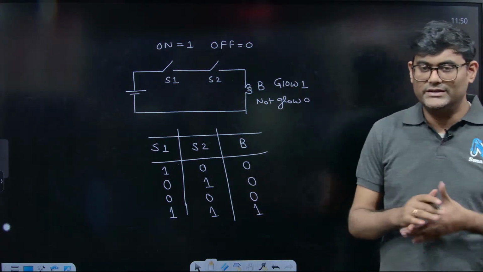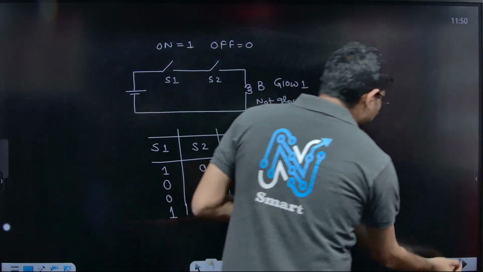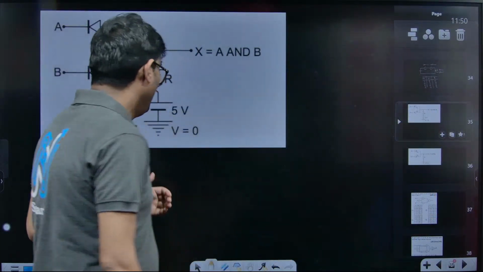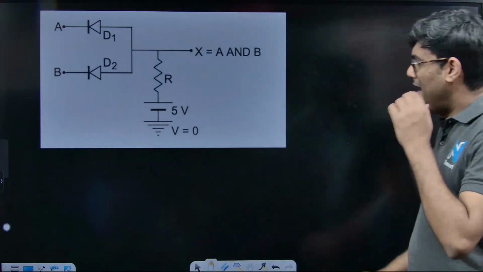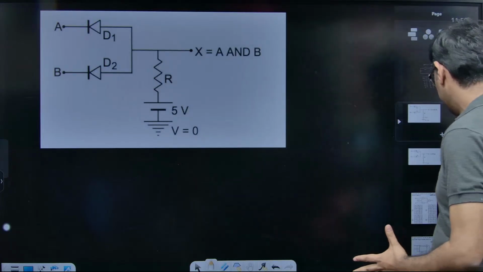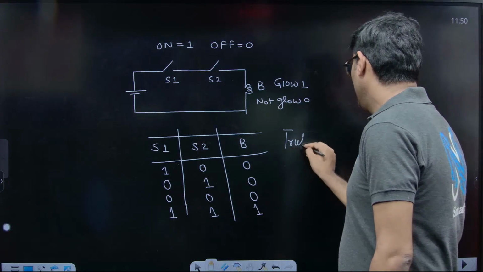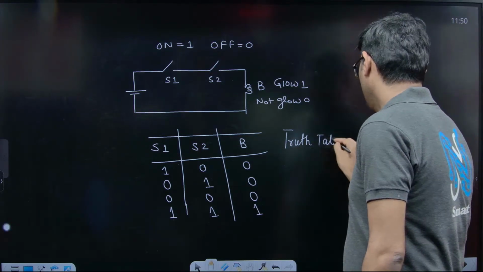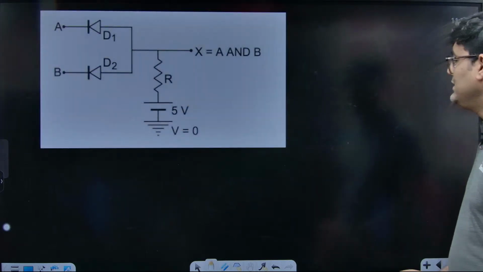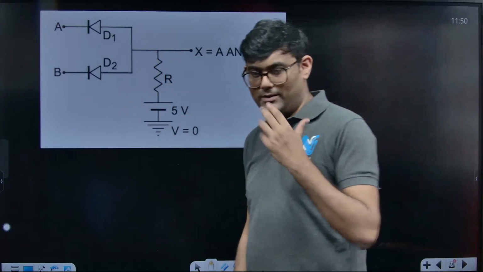This same situation can be done with the help of diodes, right? So how the diode circuit will look like, suppose I will show you, this is how the diode circuit will look like. I will explain how this diode circuit actually tells the same table. This table that I have earlier discussed, this table is called truth table, right? The name of this table is truth table. Okay, I will show you how does this diode combination, this circuit combination actually shows you the same truth table.